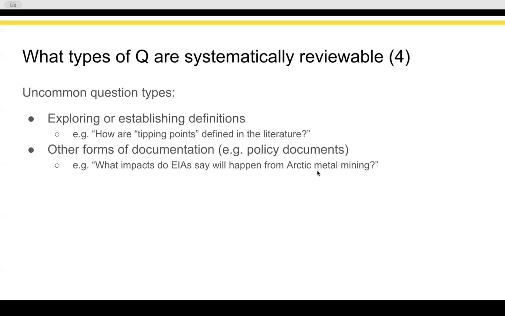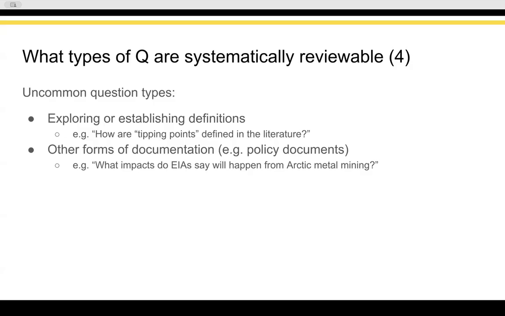There are other types of systematic review question which are not quite so common. One that I've worked on a little bit every now and then is establishing or exploring definitions in the academic literature, like how are tipping points defined in the literature? Or it could be that we're using evidence synthesis methods to synthesize other forms of evidence. So I've been involved in a review that was mapping out evidence on what environmental impact assessments predicted would be the impacts of Arctic metal mining.